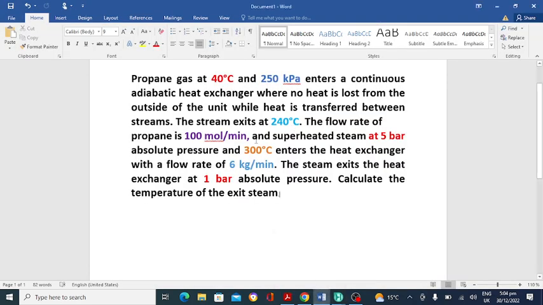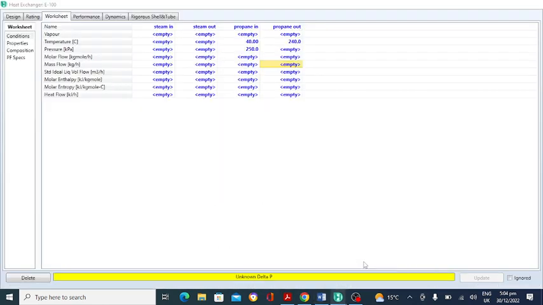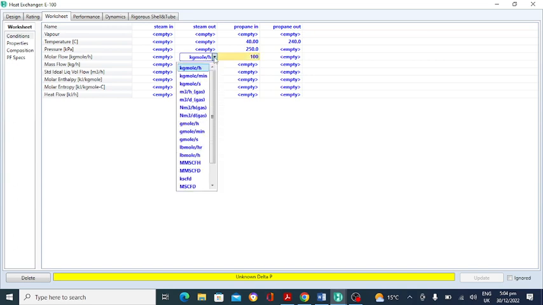The flow rate of propane is 100 mole per minute. So the molar flow rate of propane in is given as 100 mole per minute.